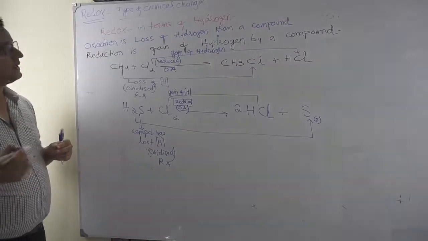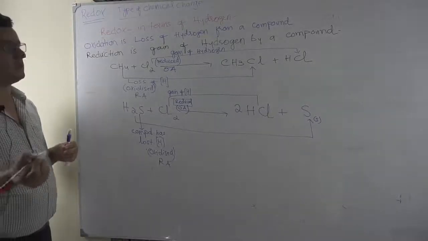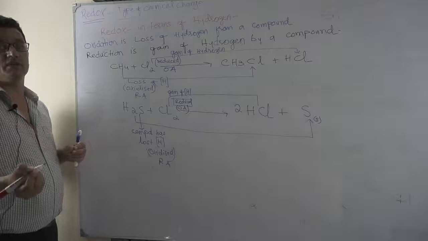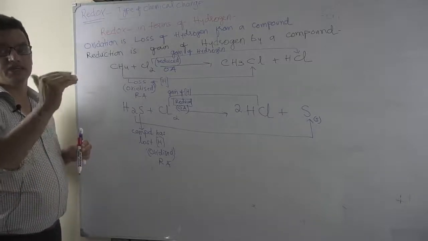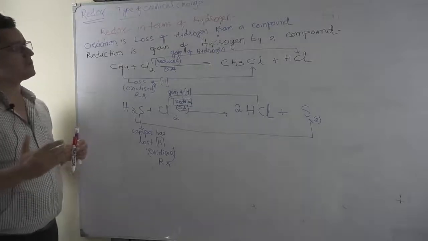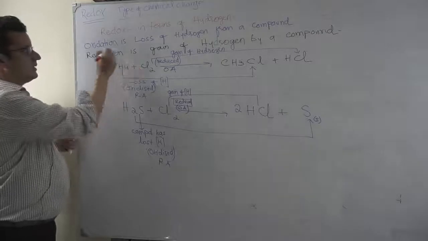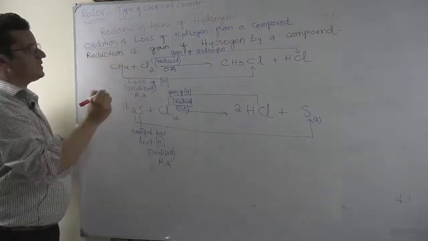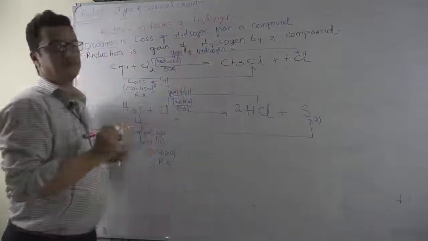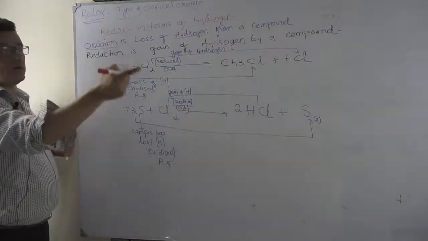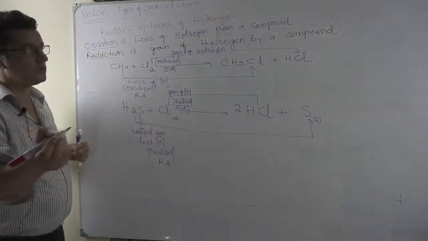So there is another way that redox can be explained. We have seen it in terms of oxygen, in terms of electron transfer, and in terms of oxidation number changes. This is redox in terms of hydrogen. In terms of hydrogen, the definition says oxidation is loss of hydrogen by a compound, by a substance. Oxidized means loss of hydrogen. Reduction is gain of hydrogen by a compound.